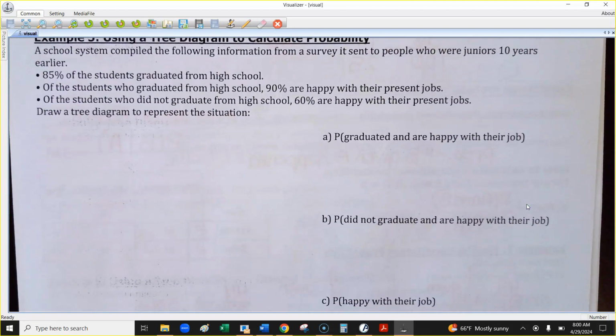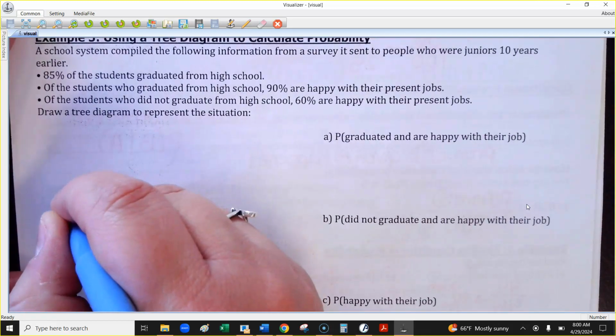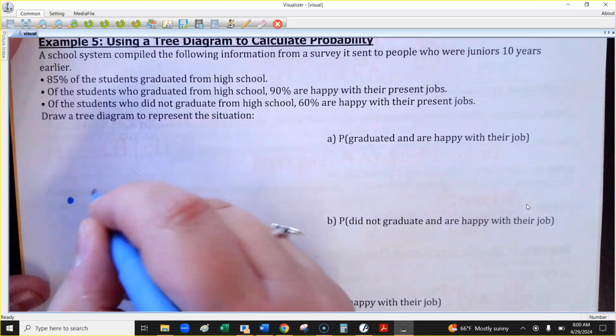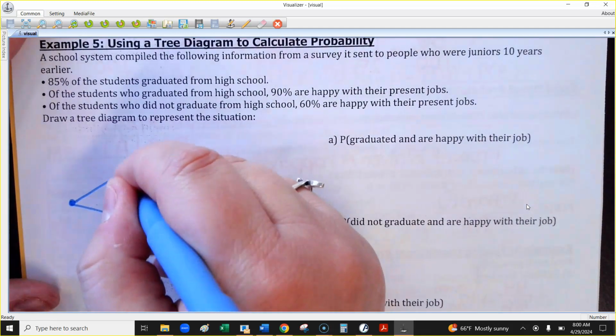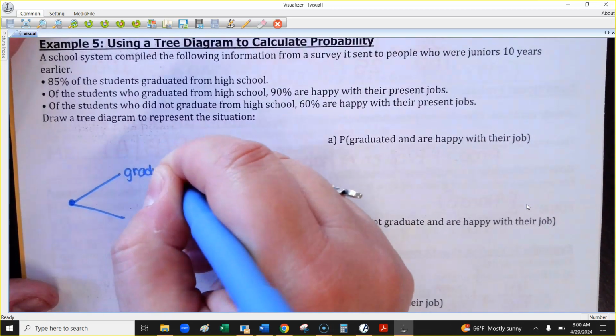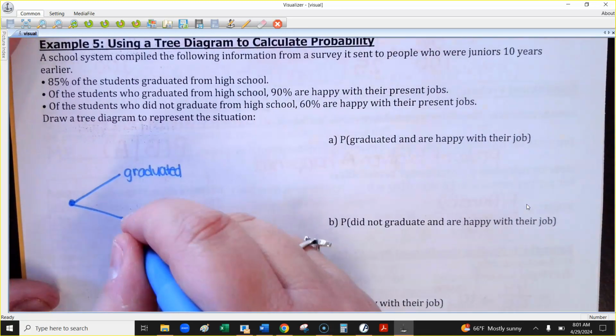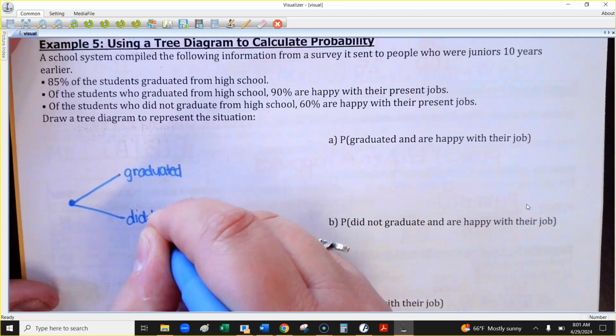Okay, so let's draw a little tree diagram here. It says a school system compiled the following information from a survey sent to people who were juniors 10 years prior to this survey being given to them. So they'd be like 27, let's say. 85% of the students graduated from high school. That's where I'm going to start my little tree. I'm just going to draw 2 branches. The outcome would be they graduated or they didn't graduate. Those are the 2 outcomes.